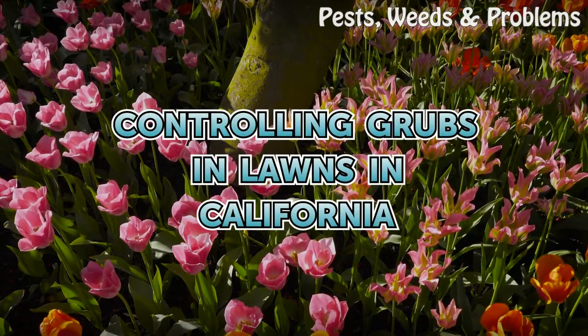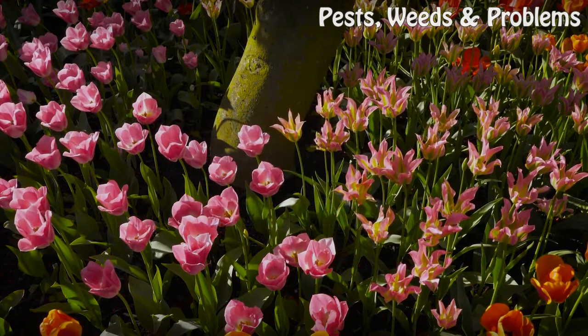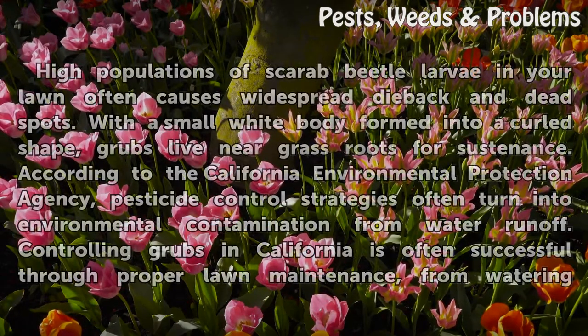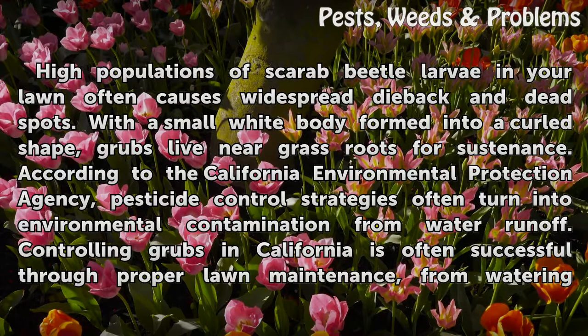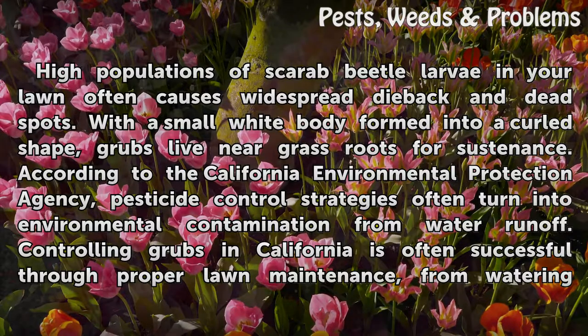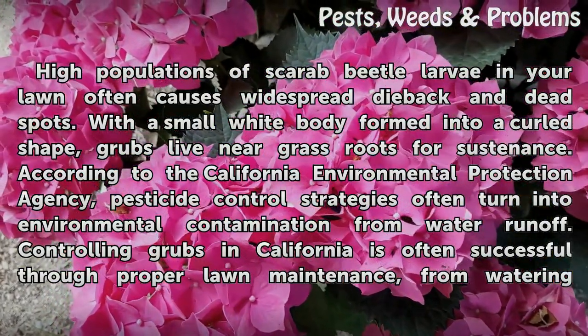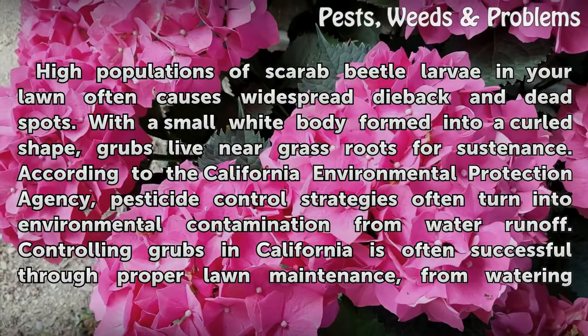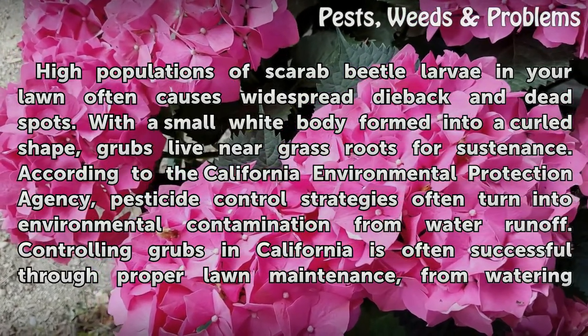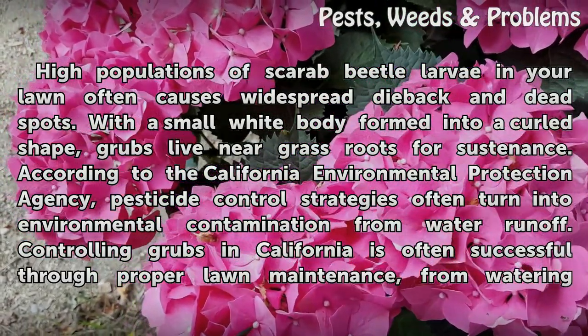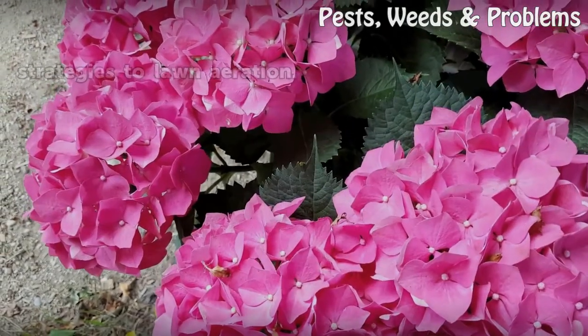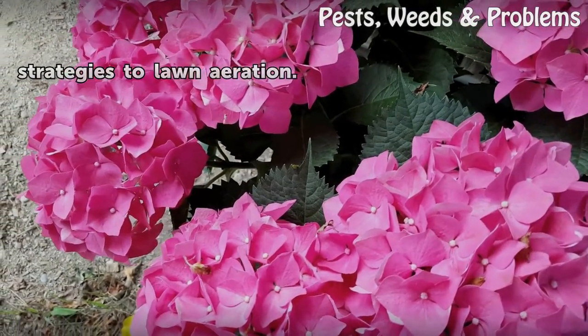Controlling grubs in lawns in California. High populations of scarab beetle larvae in your lawn often cause widespread dieback and dead spots. With a small white body formed into a curled shape, grubs live near grass roots for sustenance. According to the California Environmental Protection Agency, pesticide control strategies often turn into environmental contamination from water runoff. Controlling grubs in California is often successful through proper lawn maintenance, from watering strategies to lawn aeration.